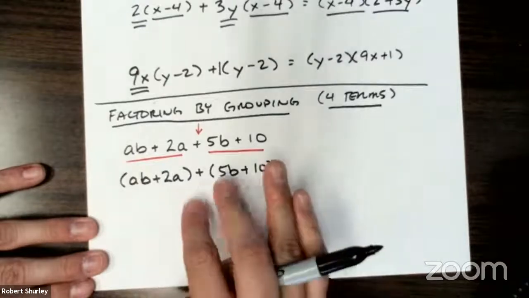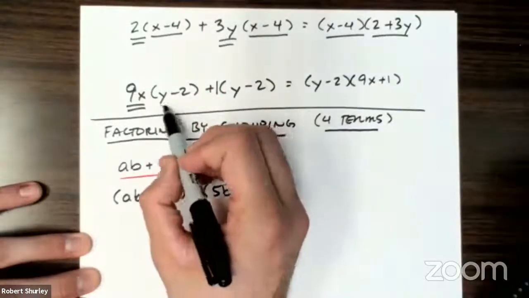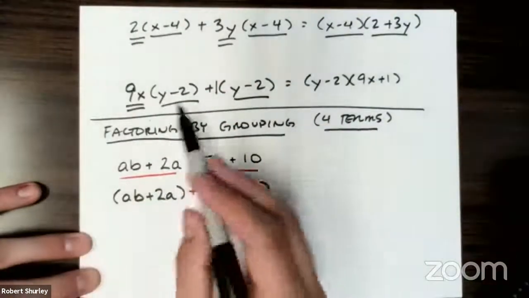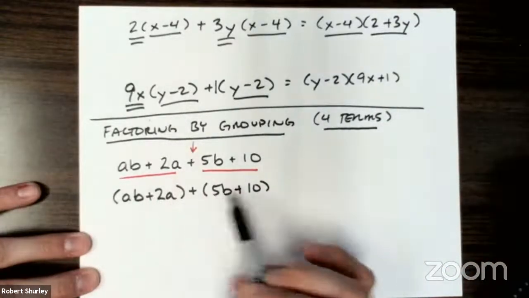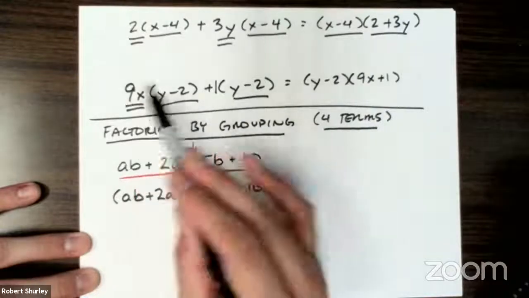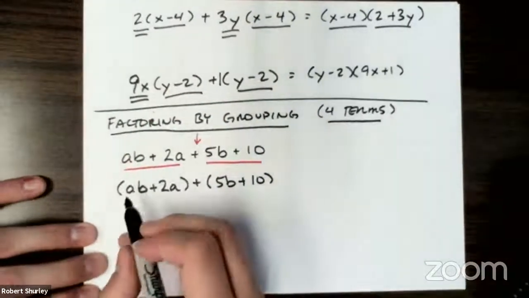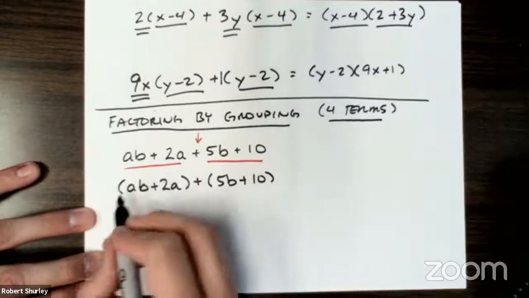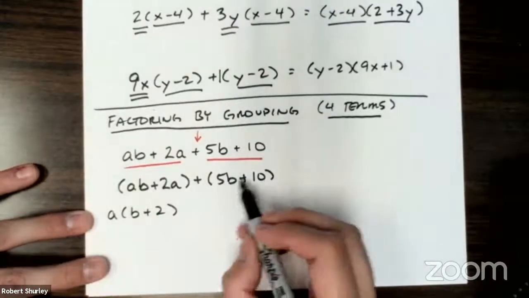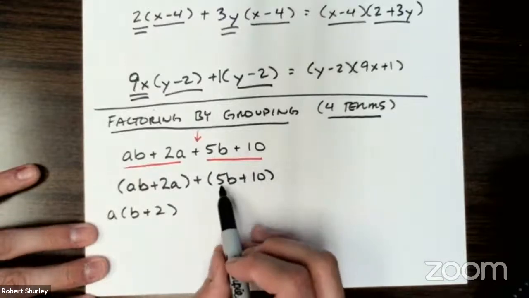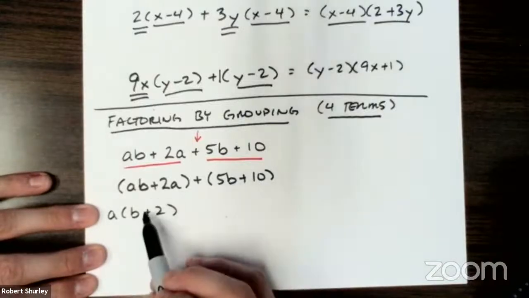Then we're going to take the GCFs out of these 2 parentheses, but the goal is to get the parentheses to match. If these binomials match, we can factor them out, just like we did in the last few examples up here. So let's look at this. AB plus 2A. Oh, they both have an A in there. So I get B plus 2. If I look at 5B plus 10, there's a 5 and a 10. I can factor a 5 out, and that leaves me with B plus 2.